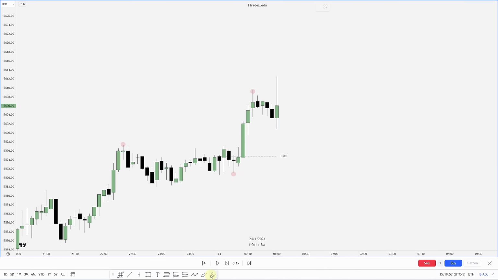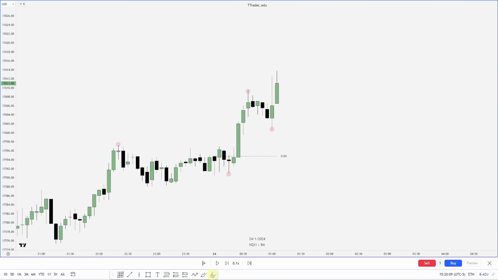Okay, there we form a higher low. Now, if we're going to continue the trend up, I want to see closure over this high or making a higher high. So there we go. We're making a higher high. Let's see if a swing forms.